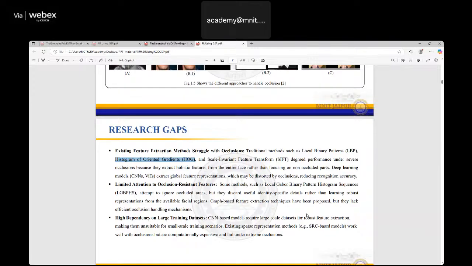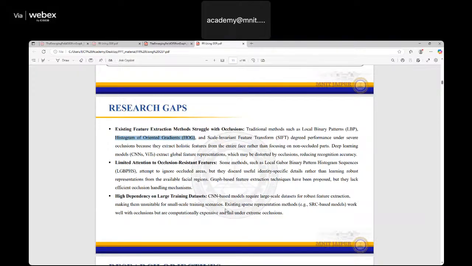What we are saying here is that there is limited attention to occlusion resistant features. Some other methods are there, like local Gabor binary pattern, which attempts to ignore occluded areas. So here, graph-based feature extraction techniques have also been proposed.